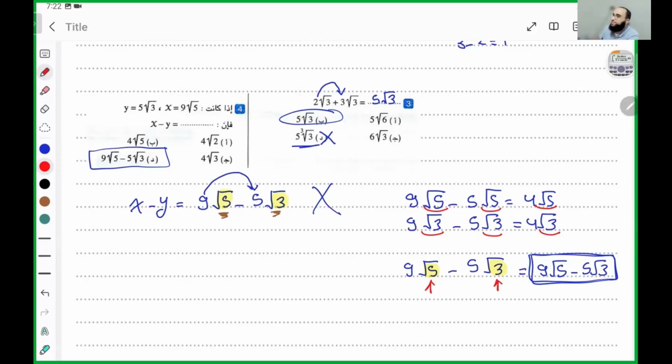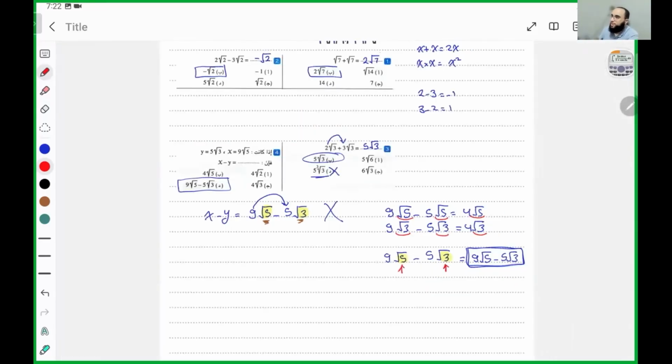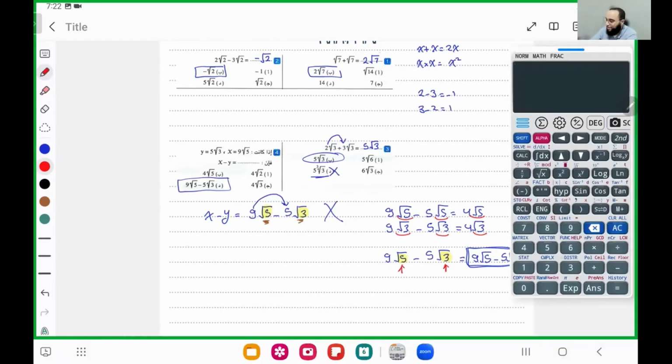Okay, thank you. You're welcome. Yes, Noor. Lower your hand. Nurhan, what's the problem? Mister, the calculator cannot get the answer if I wrote this problem.